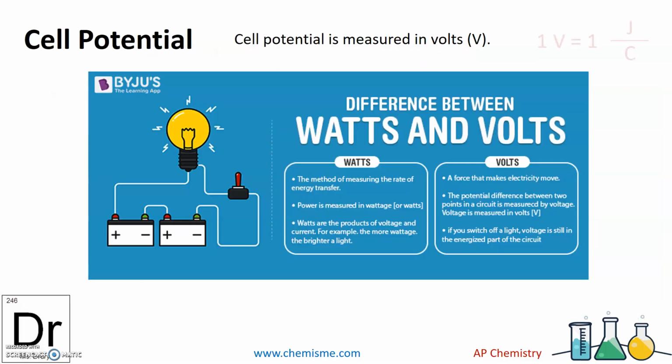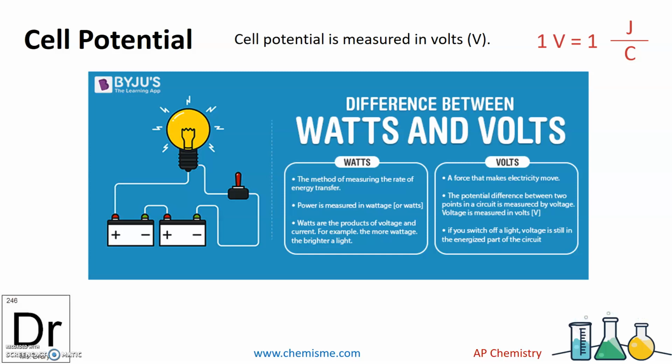The cell potential is measured in volts, and you might have heard of voltages before, but you might have also heard watts. So there actually is a difference between watts and volts. Watts is a method of measuring the rate of energy transfer, how fast it's going, and the power of that rate is given in wattage, or watts, and they're the products of voltage and current, so the electrons moving through the substance. So the wattage tells you if you have a bright light or a dim light, whereas a voltage is a force that makes electricity move.